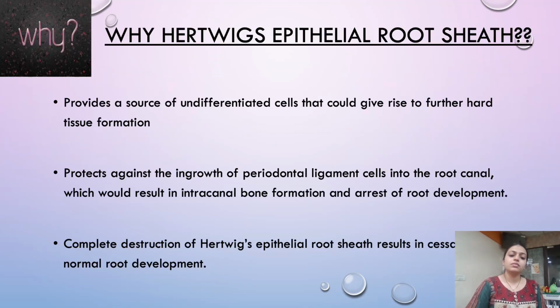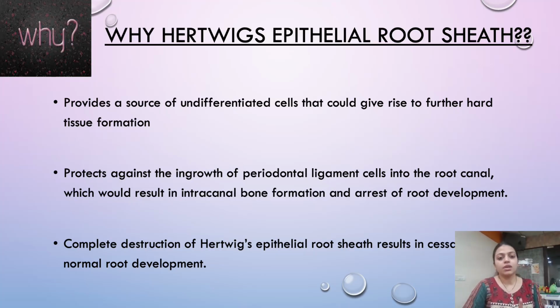So why this Hertwig's epithelial root sheath? Because it provides a source of undifferentiated cells that could give rise to further hard tissue formation. Also, it protects against the ingrowth of the periodontal ligament cells into the root canal, which would result in intracanal bone formation and arrest of the root development. And in cases where complete destruction of Hertwig's epithelial root sheath occurs, that results in cessation of normal root development.